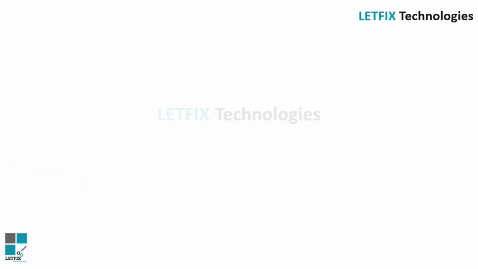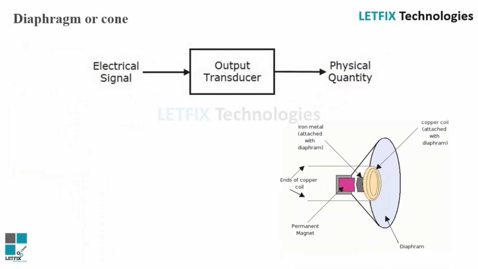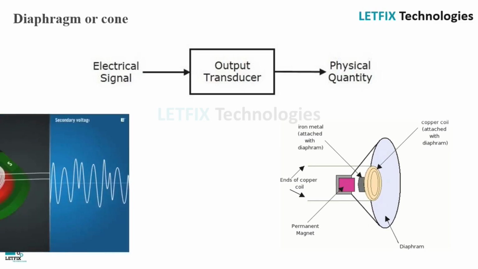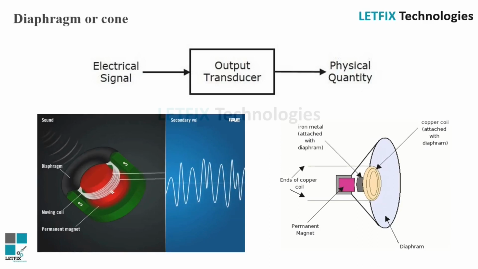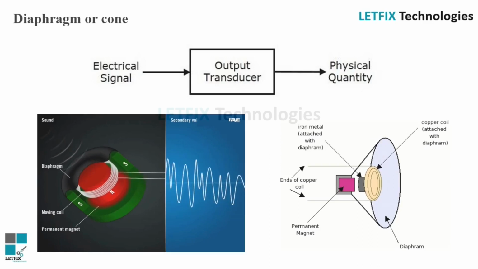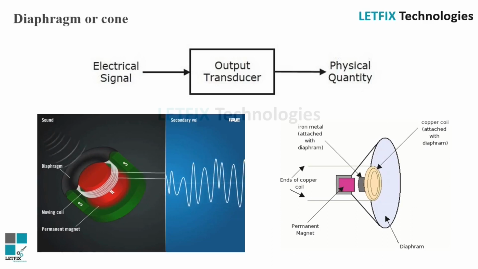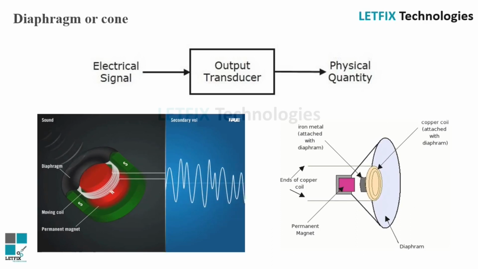Diaphragm or cone. In the front of the moving coil loudspeaker, there is a cone or diaphragm. It has a large surface area and the loudspeaker diaphragm is made of fabric, plastic, paper or lightweight metal. This acts as a transducer by converting the mechanical movement to sound energy. The lower part of the diaphragm is fixed to a voice coil. The outer part of the diaphragm is fixed to the rim of the frame.